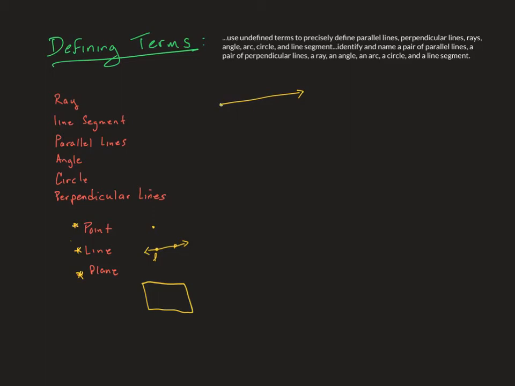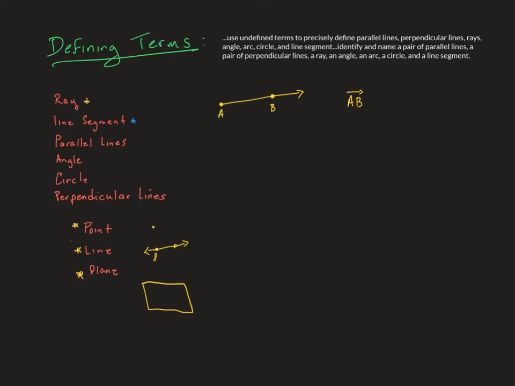So a ray has a starting point and then a direction that it goes on forever. If this was point A and point B, and it was a ray, it would be ray AB, and then we would put a little ray symbol above it to identify it. And that's a ray. Unlike a line, it has an ending point and then it goes on forever in one direction.